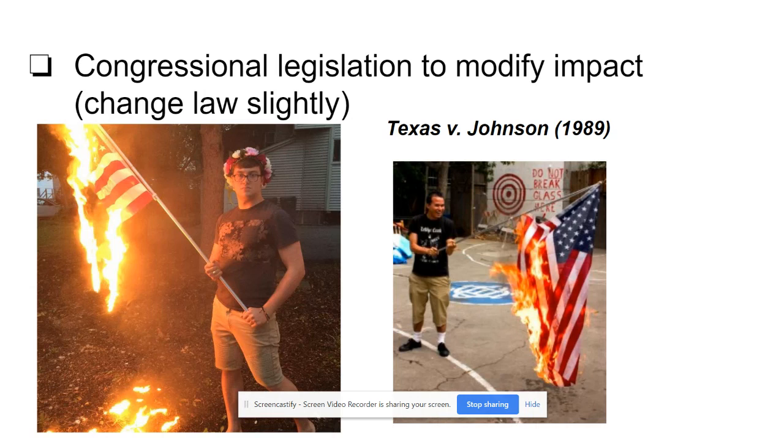Okay, here we go. First, how do you stop a Supreme Court decision if you don't like it? What restrictions can be placed on it? First off, congressional legislation to modify the impact. And modify just means to change it slightly. So Congress passes a law, or the Supreme Court deems some action constitutional or unconstitutional, and then Congress doesn't like that decision. So it changes the law a little bit.